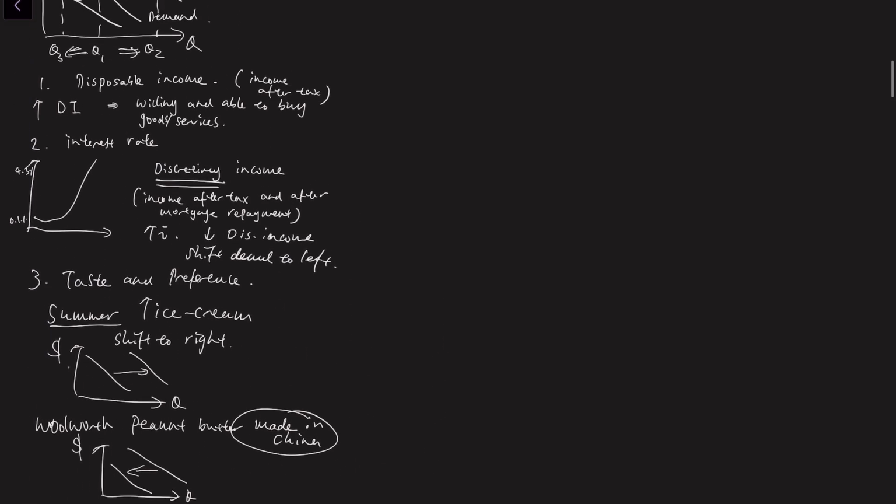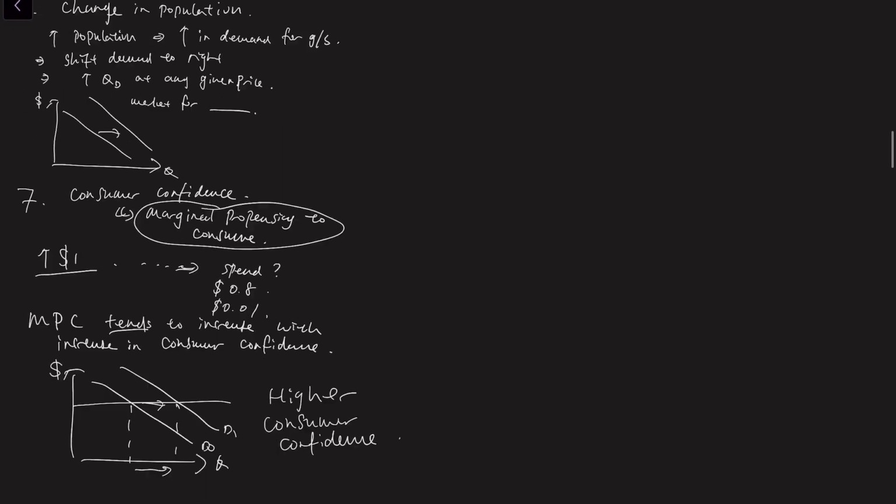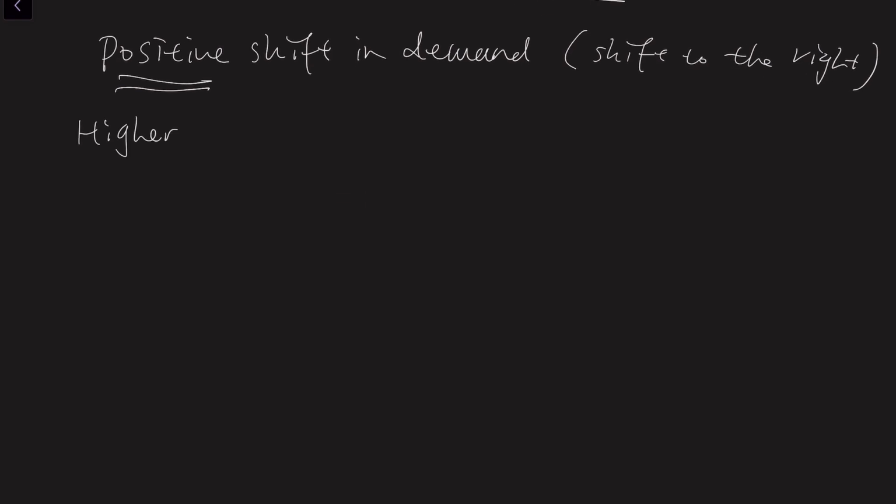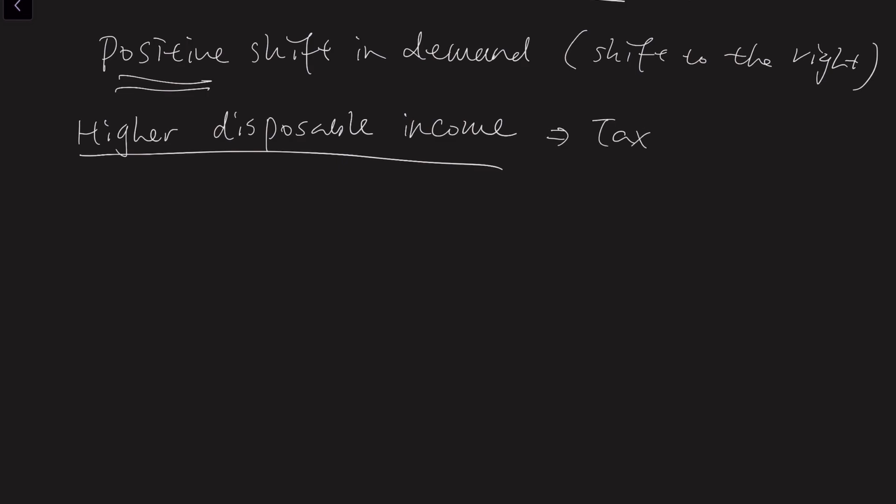So maybe we will choose a different example this time. Let's do a higher disposable income. I choose this factor deliberately because ultimately in the exam, you need to link the demand factor with what is actually going on in the economy. So in this instance, higher disposable income could be a result of a tax cut. And we know that in the government budget, there is frequently a tax cut.